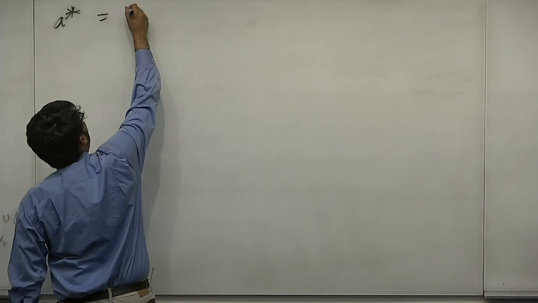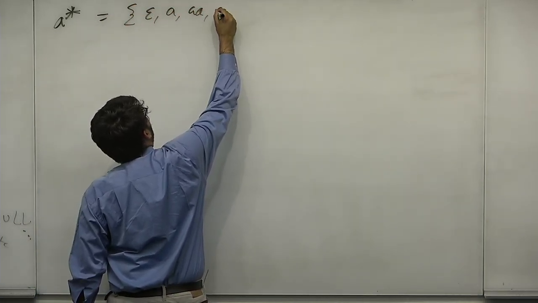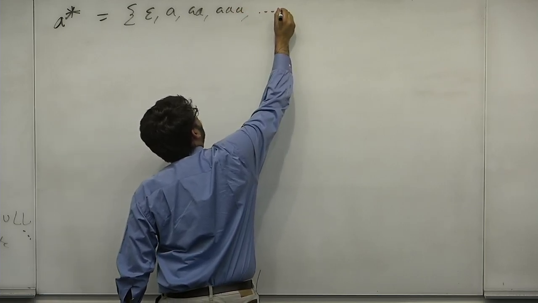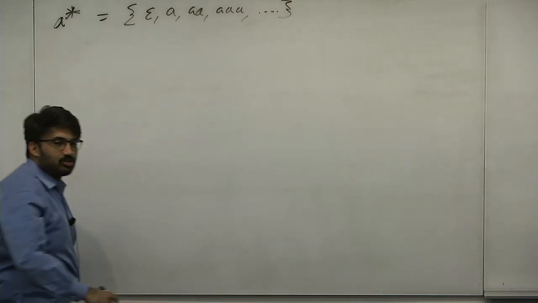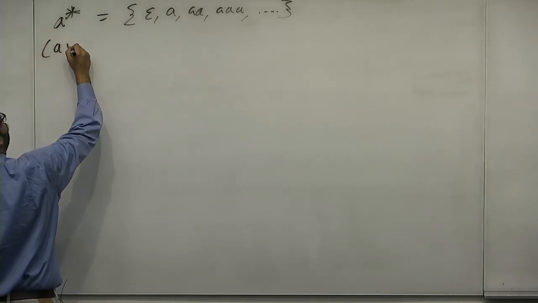Okay. So what is another name for A star? Zero or more copies of A? Perfect. So we see that a regular expression is really a shorthand for some regular language. Here, A star is zero or more copies of A. Right. What about A union B?